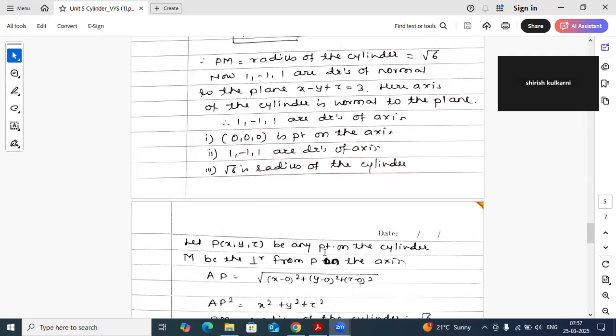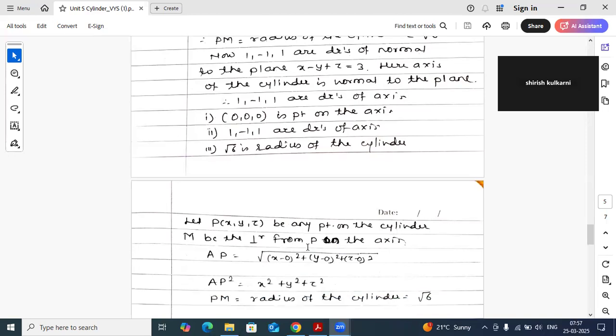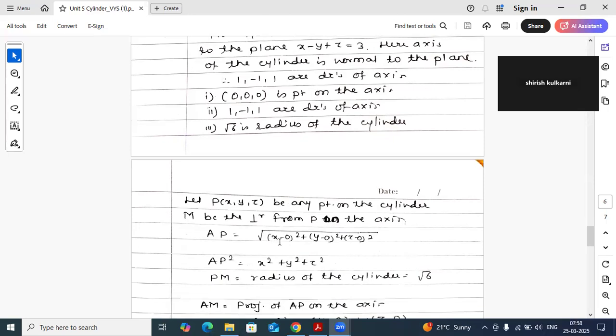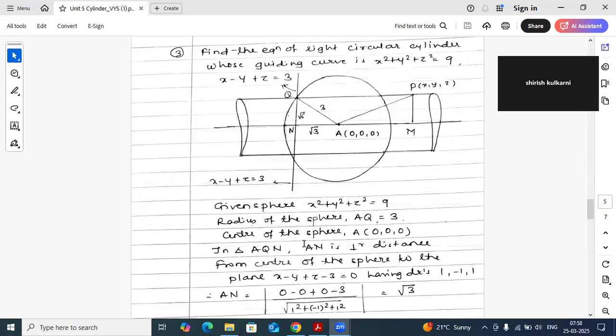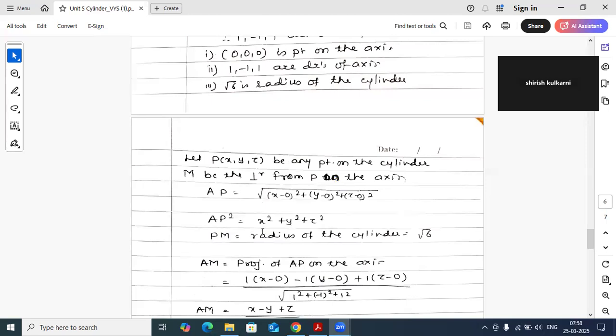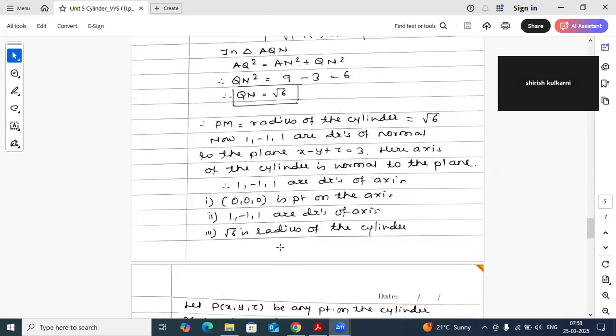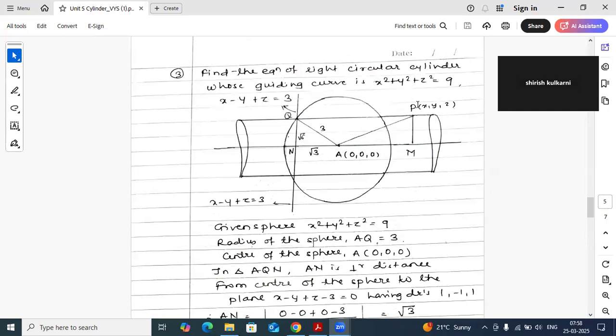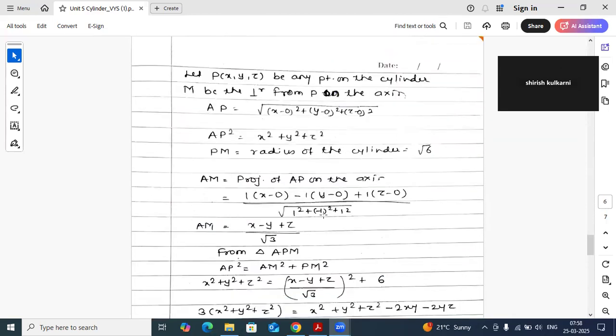Let P(x, y, z) be any point on the cylinder, and M be the perpendicular from the point P on the axis. AP is equal to under root of x minus 0 bracket square plus y minus 0 bracket square plus z minus 0 bracket square. You have to find the distance between the 2 points using the distance formula. Then AP square is equal to x square plus y square plus z square. PM is the radius of the cylinder, root 6. Then you have to find the projection AM: x minus 0, y minus 0, z minus 0 on the axis, upon under root of 1 square plus 1 square plus 1 square, because the DRS is 1, -1, 1. Then simplify, and you get x minus y plus z upon root 3.